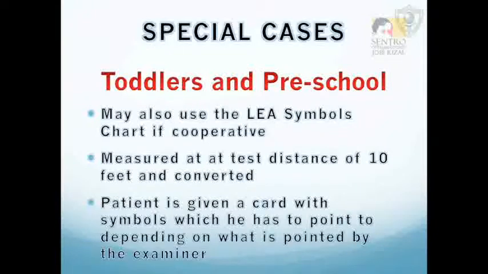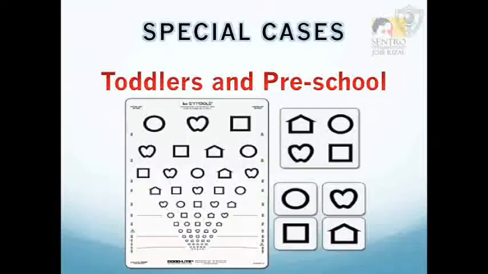You may also use the LEA symbols chart if the patient is able to follow instructions. It is tested at a distance of 10 feet and converted. The patient is given a card with symbols which he has to point to, depending on what is pointed to by the examiner. This is an example of the LEA chart.